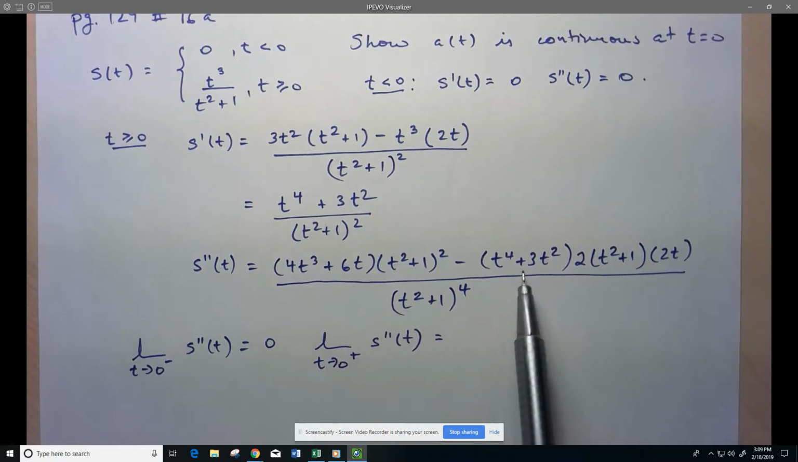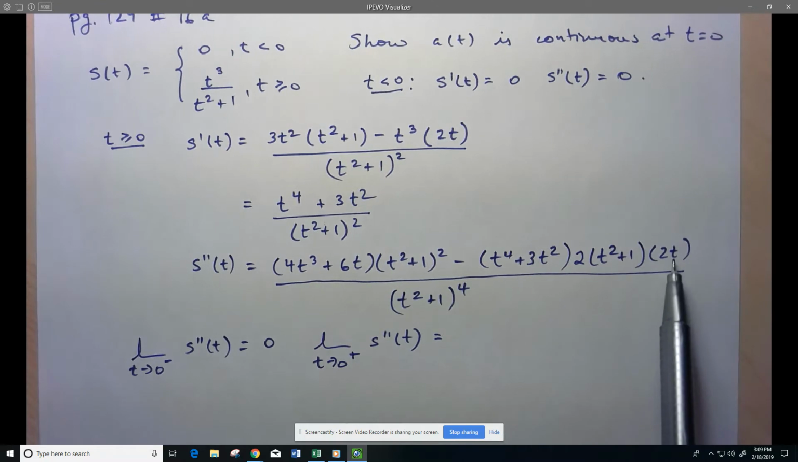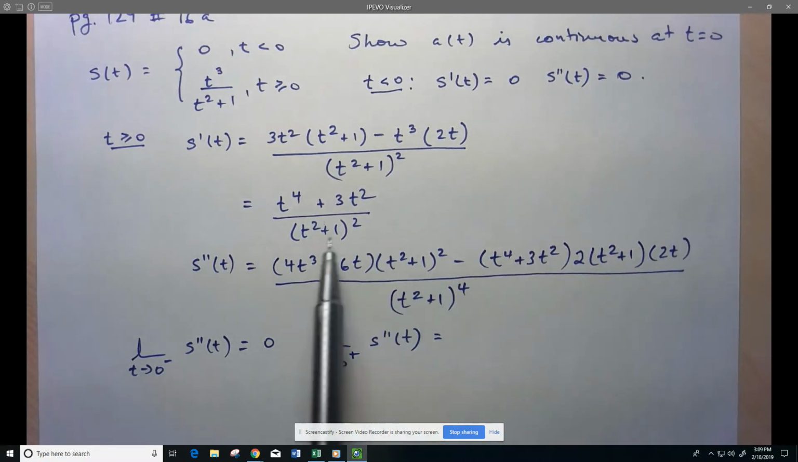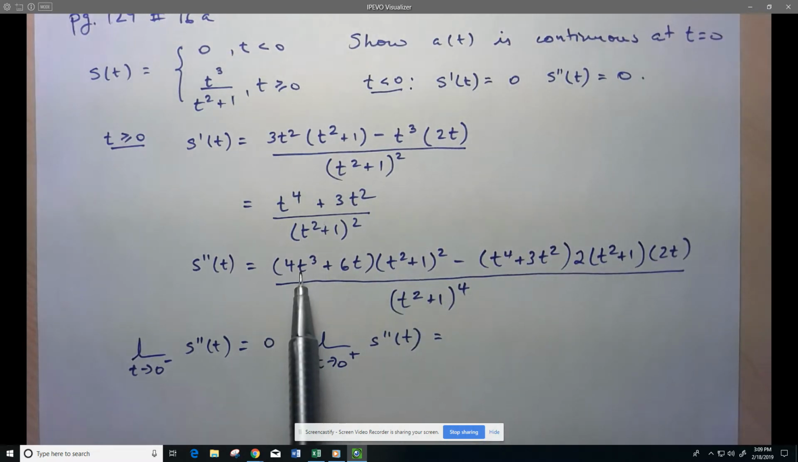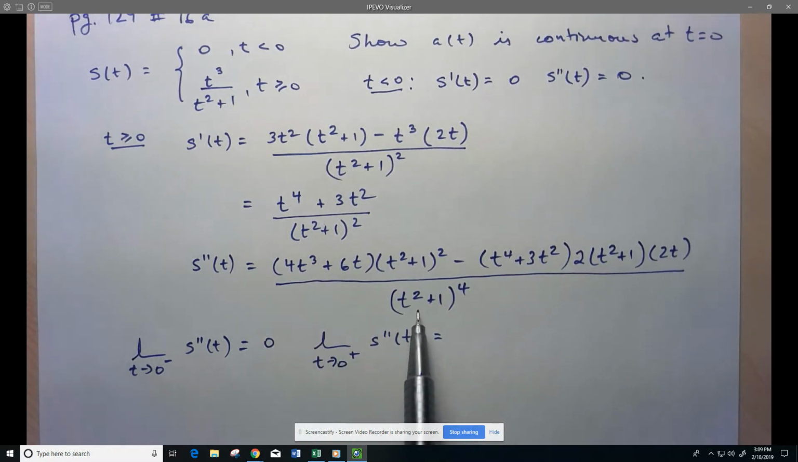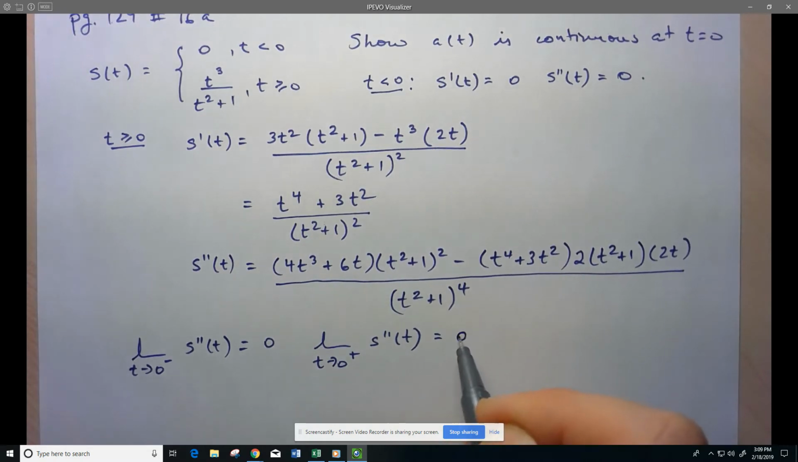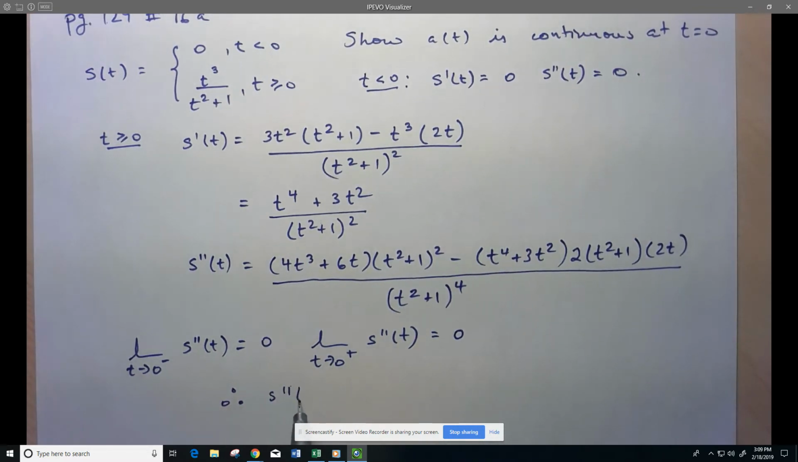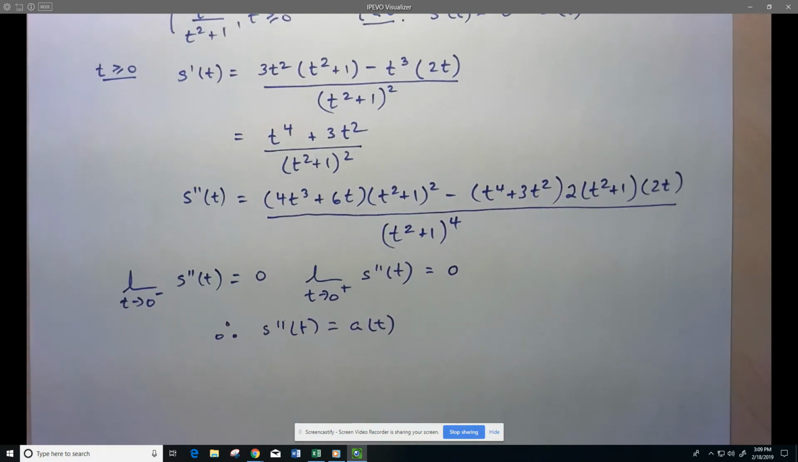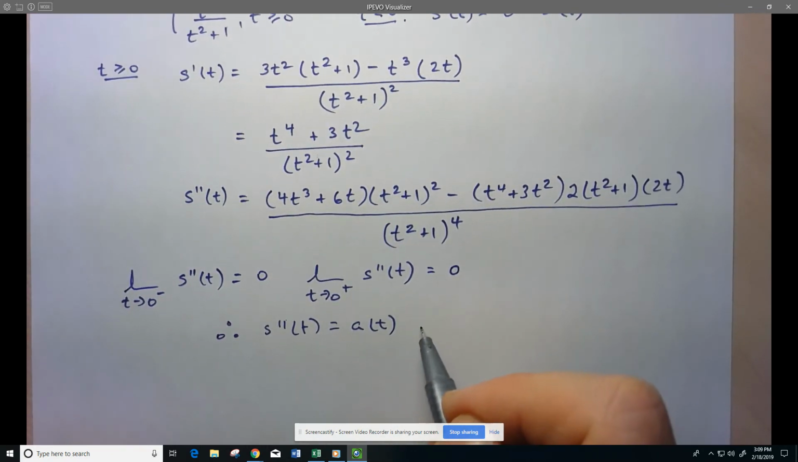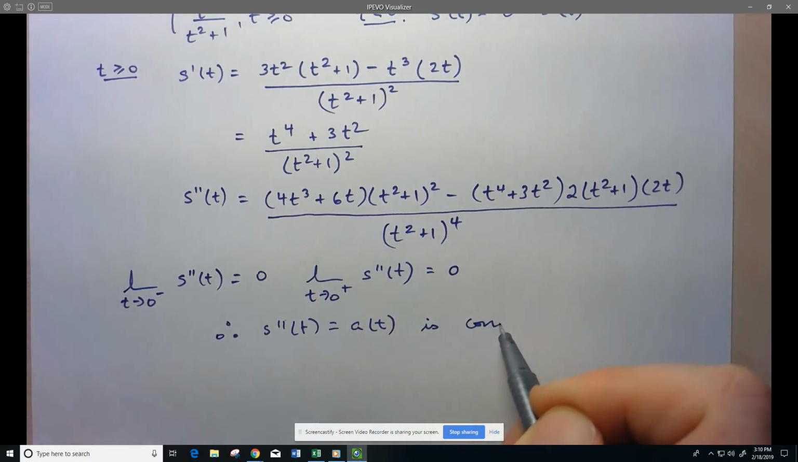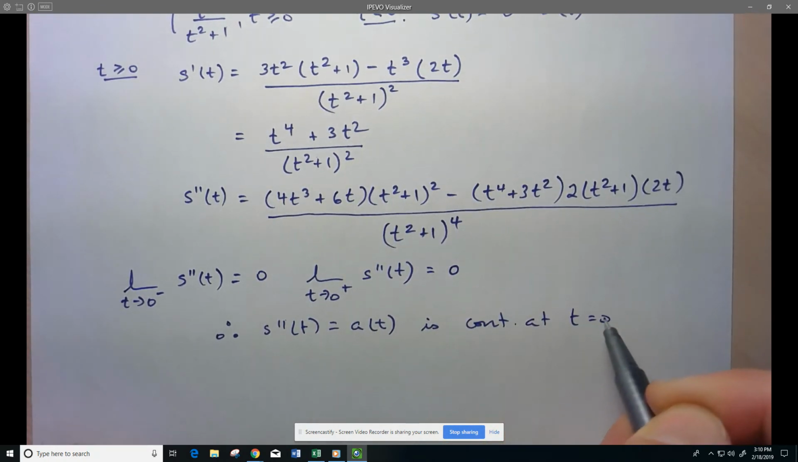Let's look at the other side. I look at all these factors that I have, and look, I have a factor of t. So when I replace t equals 0, this whole numerator is equal to 0, and I just need to check, is the denominator equal to 0? No. So the limit as I approach from the right is also equal to 0. Therefore, what we've shown is that s double prime of t, which is the acceleration function, is continuous at t equals 0.